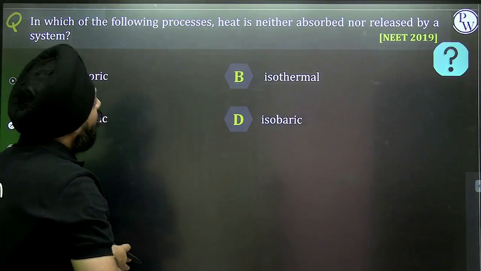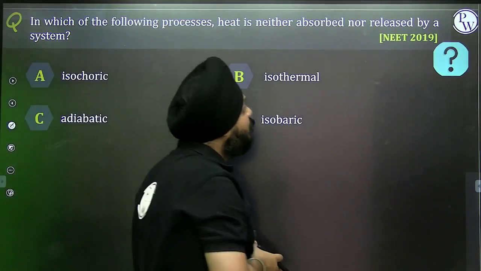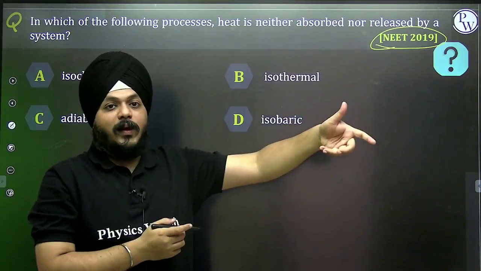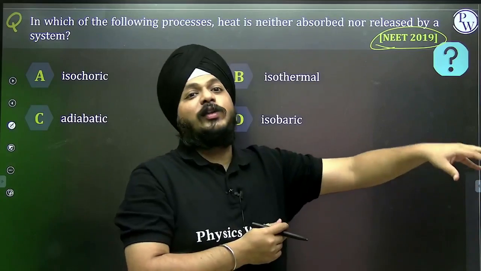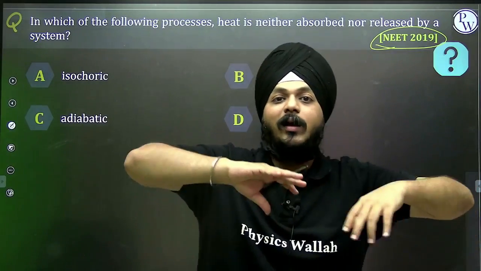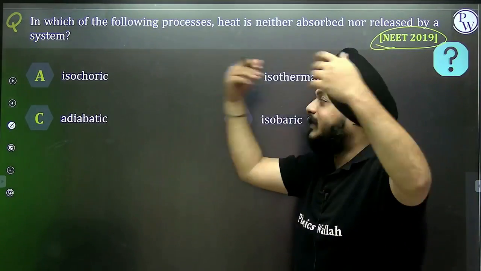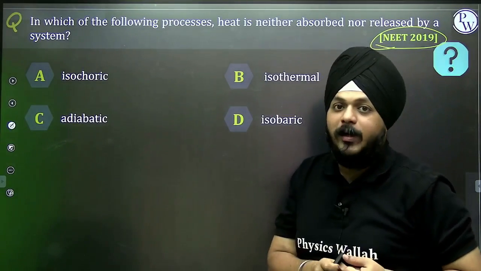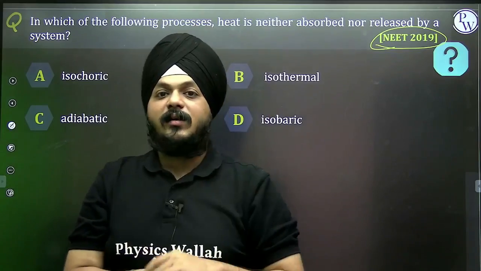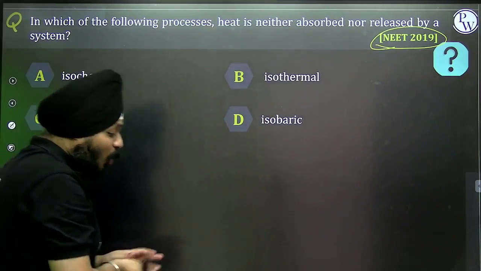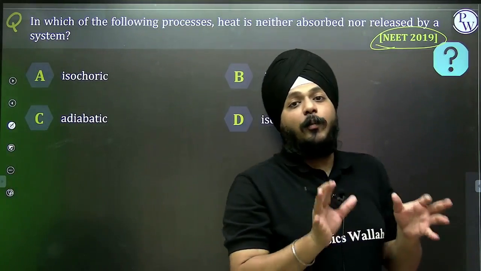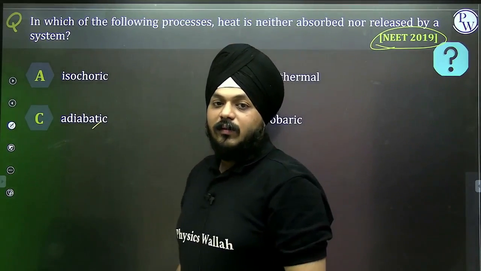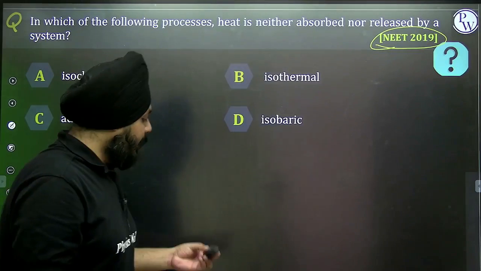In which of the following processes is heat neither observed? See, the same question, but in a different way. In one NEET 2020, a situation was given, and in NEET 2019 it is directly asked: in which of the following processes is heat neither absorbed in the system nor released? I don't think I need to go through all of those answers. It is nothing else but an adiabatic process. Right?